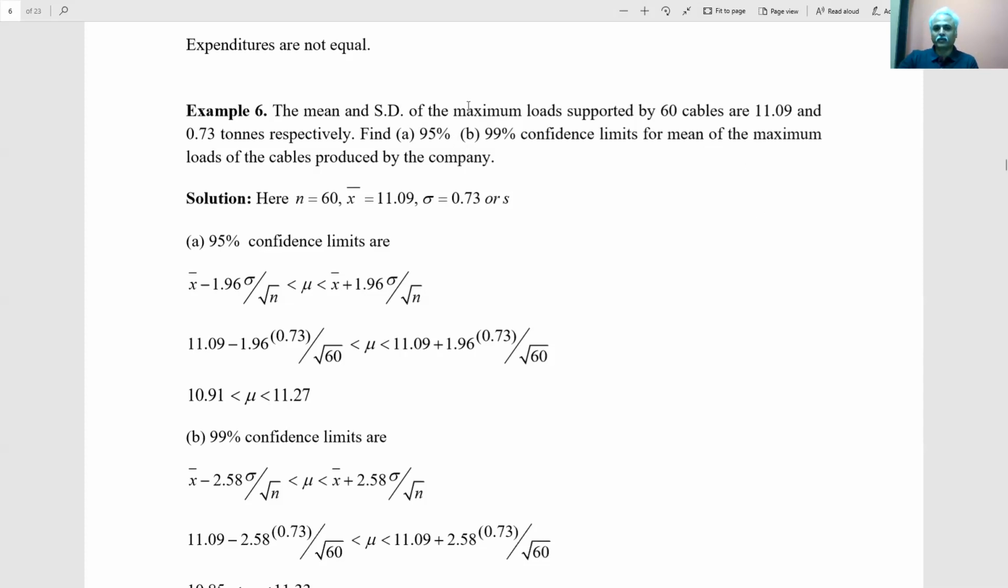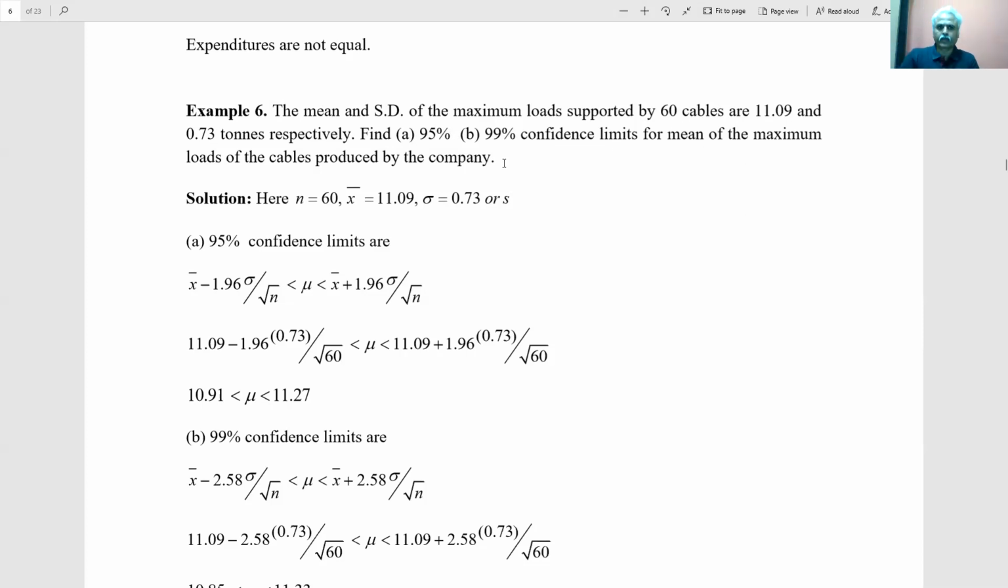Now coming back to this example, 11.09 plus or minus, what should be the criteria for 95% confidence that these 60 cables are satisfying this criteria of load bearing, and similarly 99% confidence limits. So we are going to find two intervals, one interval which is smaller, 95% confidence. For bigger, natural common sense tells that it should be a bigger interval, 99% confidence. How do we find these two intervals?